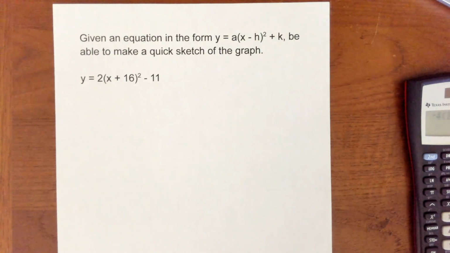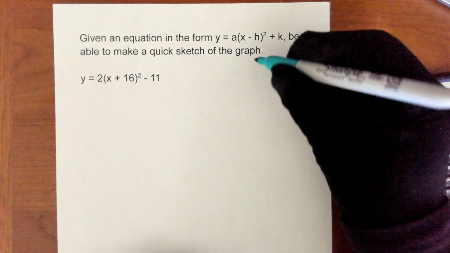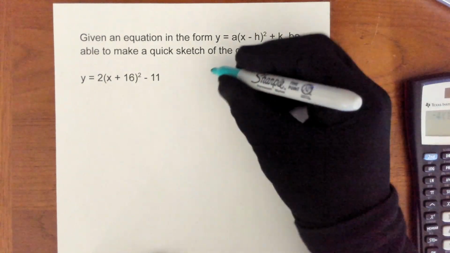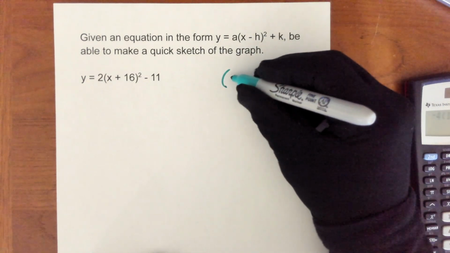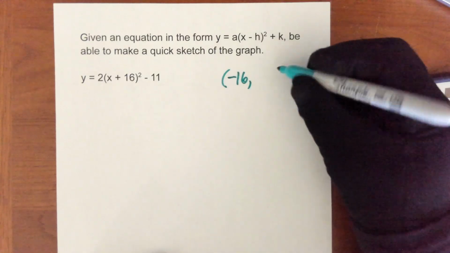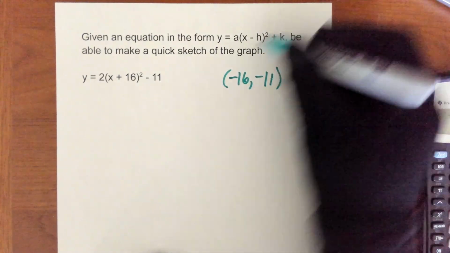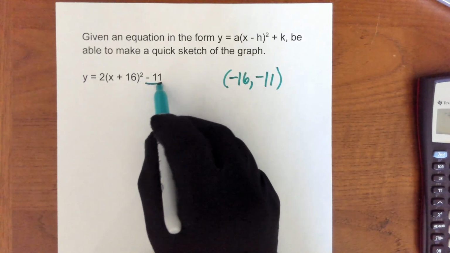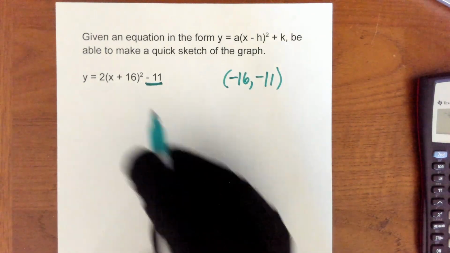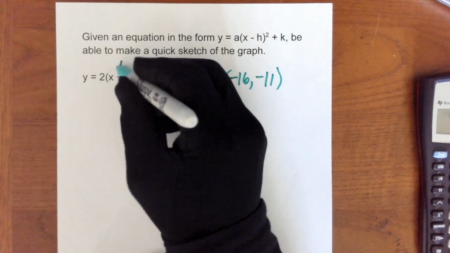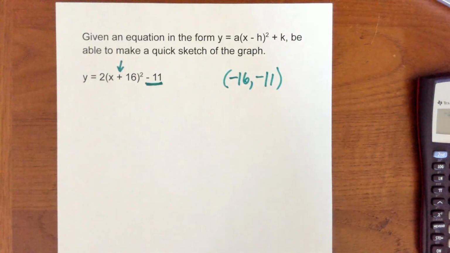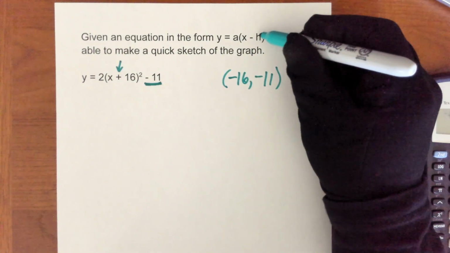Here's another one like that for you to try. You can hit pause, see if you can do it, unpause, check against what I do. Vertex is at negative 16, negative 11. Negative 11 because we have a minus in front of our k. Negative 16 because we have a plus in front of our h.